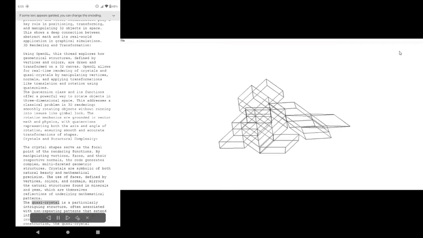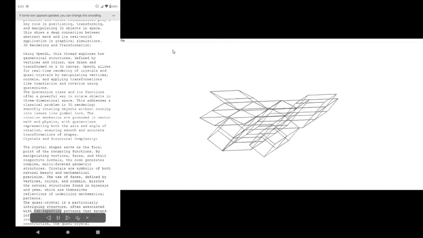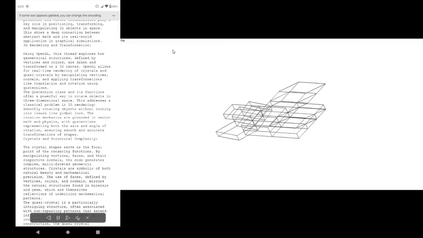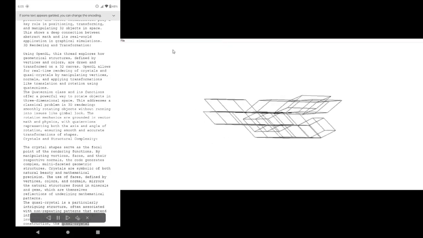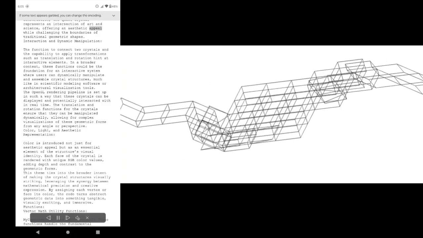The quasicrystal is a particularly intriguing structure, often associated with non-repeating patterns that extend infinitely without periodicity. By invoking the golden ratio in its construction, the quasicrystal represents an intersection of art and science, offering an aesthetic appeal while challenging the boundaries of traditional geometric shapes.